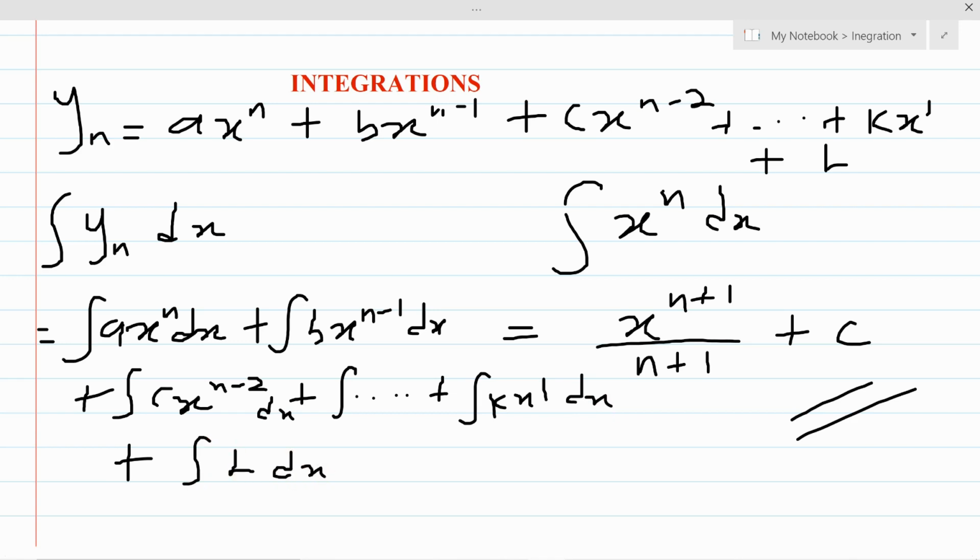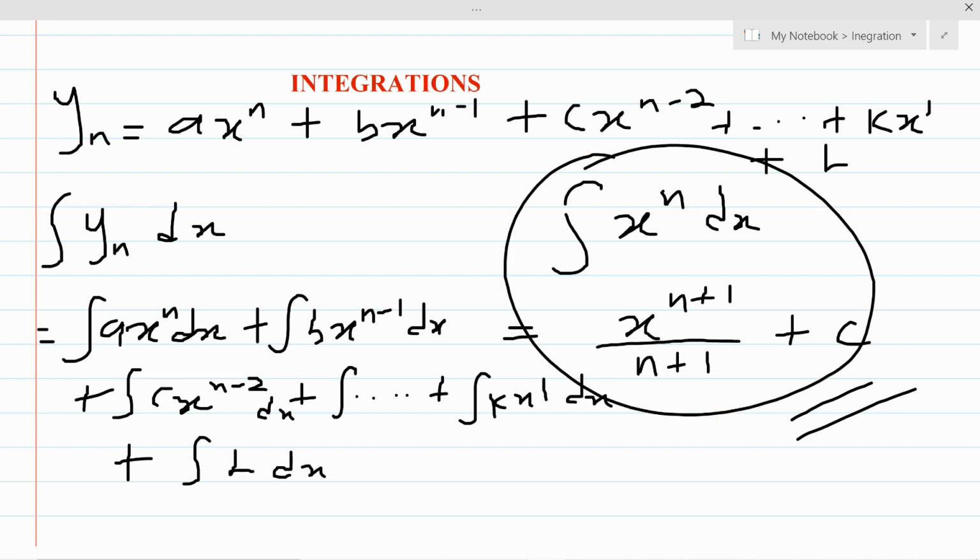Alright, so this is how the general formula is. It means that if I'm integrating a polynomial which consists of a summation of terms of x, then I just have to integrate them term wise. So this will be our basic definition for integration. Let's keep it in mind and start working with an example.